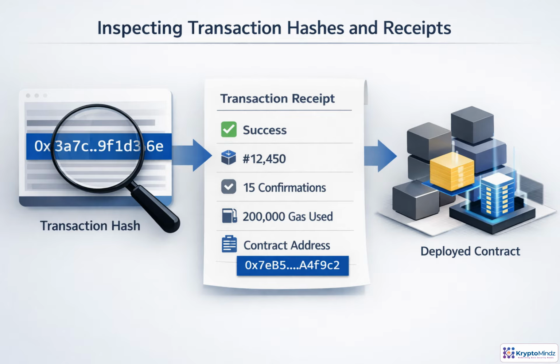Once the deployment transaction is sent, start with the transaction hash. It is your lookup key for everything that happened on chain. The receipt is the proof record. A status of 1 means the deployment succeeded. The block number and confirmations tell you how settled it is. Gas used shows execution cost. Most importantly, contract address is the new instance you will interact with. For contract creation, the to field is usually null because no existing contract was the recipient.